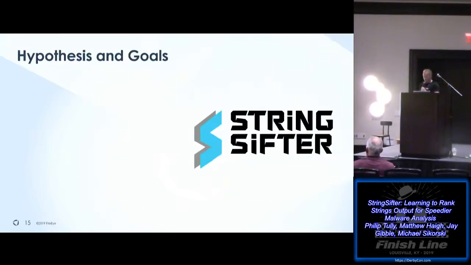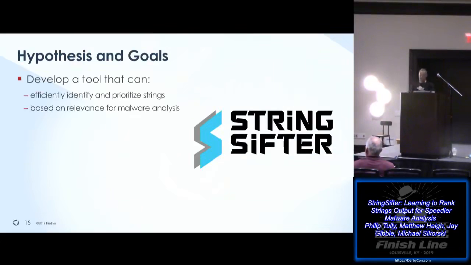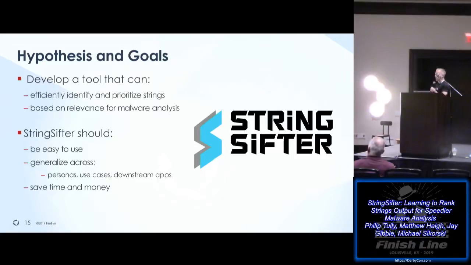So that brings us to the goal that we're trying to achieve with StringSifter. The idea is to develop a tool that can identify and prioritize these strings in order of relevance for malware analysis. And we want to do that in a way that's easy to use, that can generalize across all users, with just a couple keystrokes, and that inevitably the goal of all this is to save time in malware analysis. So how do we do this? I'm going to bring Phil up from our data science team to get into some of the more interesting technical details.